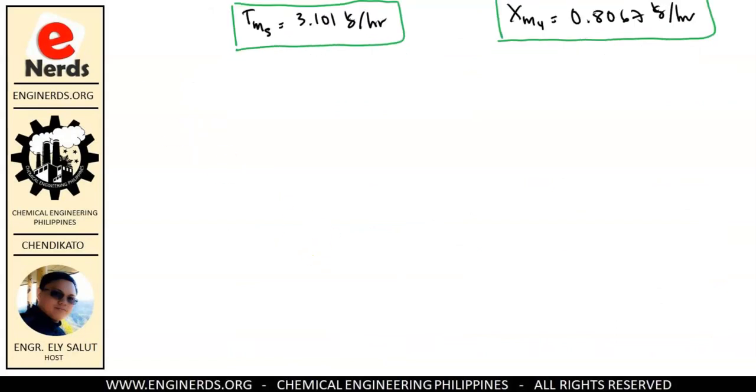Okay, so let me draw again yung ating figure, no? Para hindi tayo balik ng balik dun sa itaas. So, our first unit. Okay, so hindi na siya straight. Anyway, we have M1, we have M2, and we have M3. Okay?